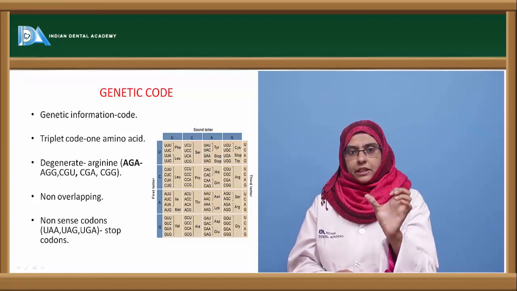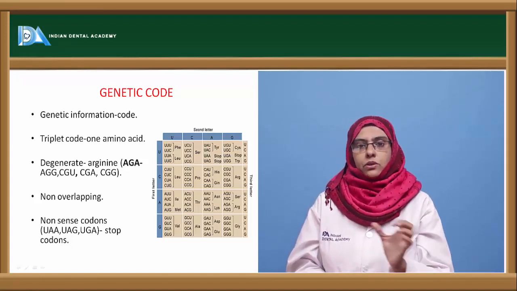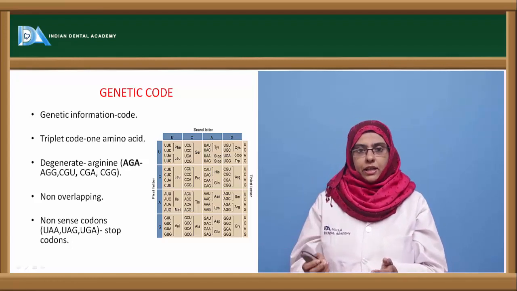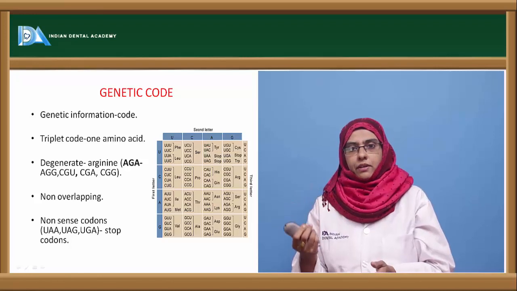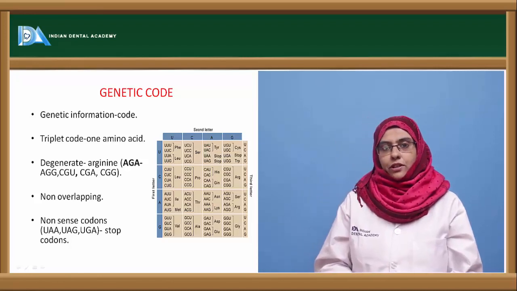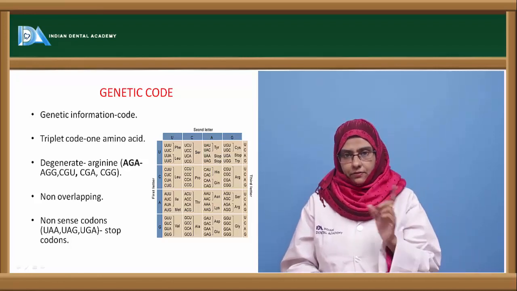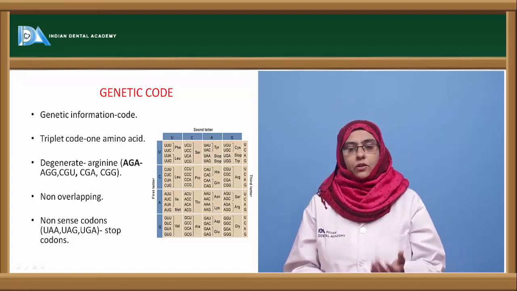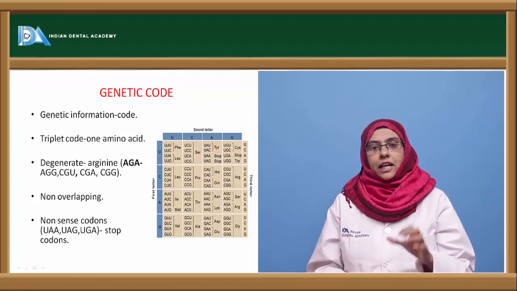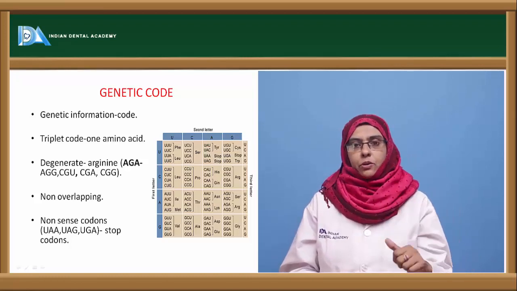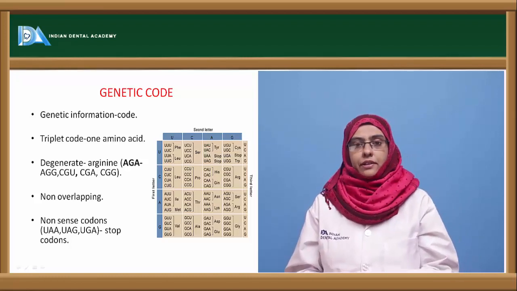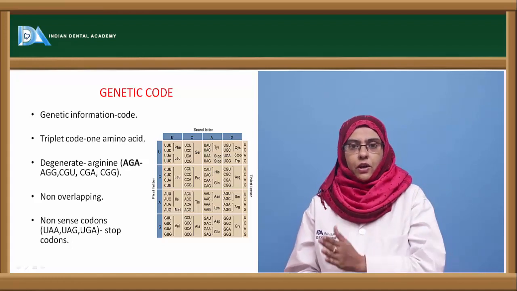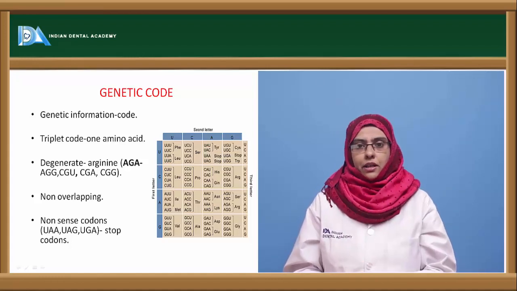That means it is a triplet code, and this code is called degenerate. Degenerate means a single amino acid can be coded by more than one codon. The triplet code adds one amino acid during the translation process, and the code is called degenerate because a single amino acid can be coded by more than one codon. We have 20 different types of amino acids, for which we have different types of codons to synthesize a particular amino acid.